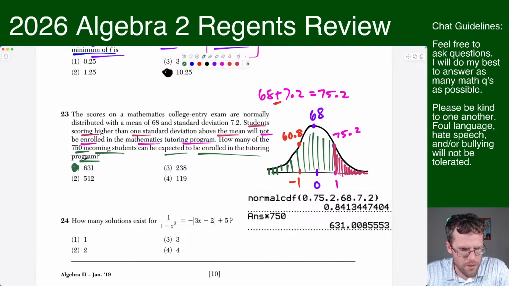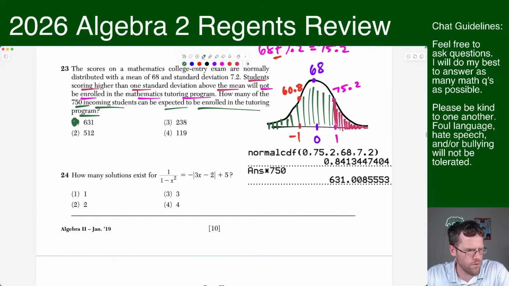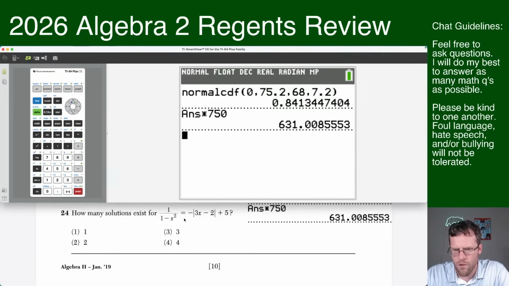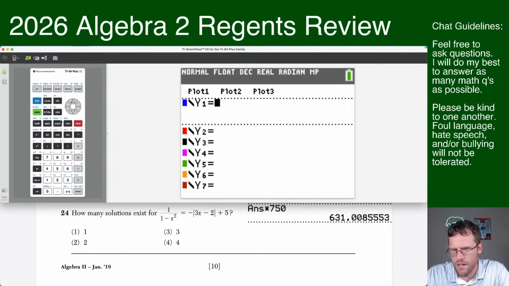Okay. And now a nice question to end with. So from here, let's just see. All right, let me go to the calculator. So how many solutions exist for this? It's actually a nice question to end with because you're not going to want to solve this by hand.